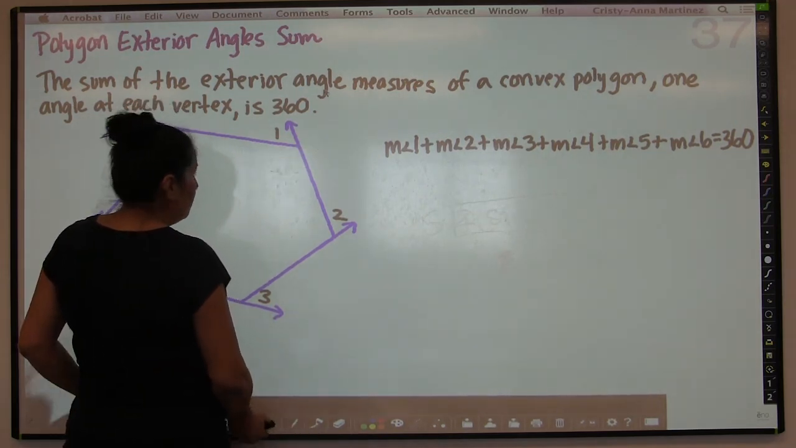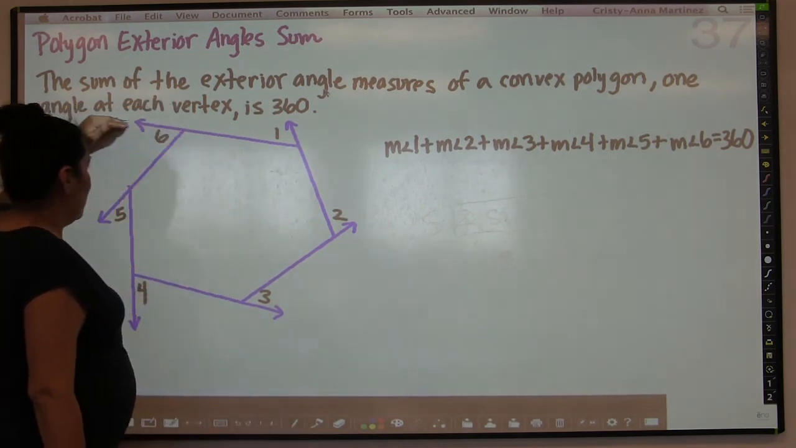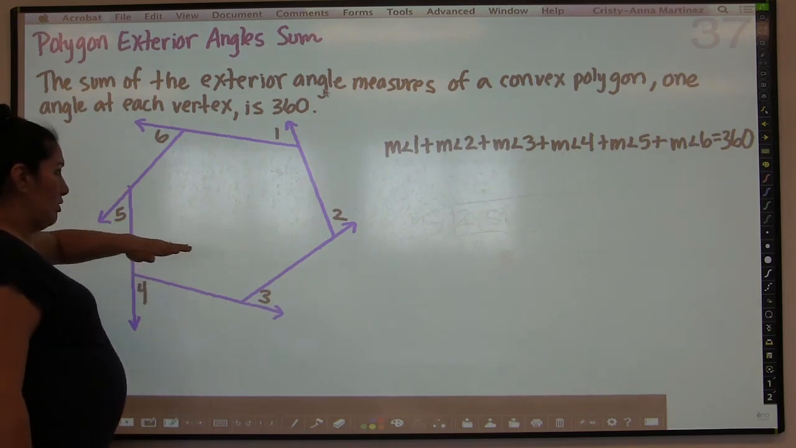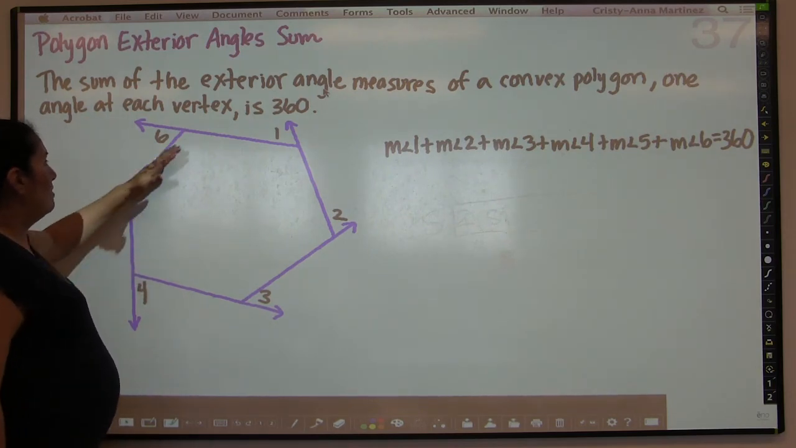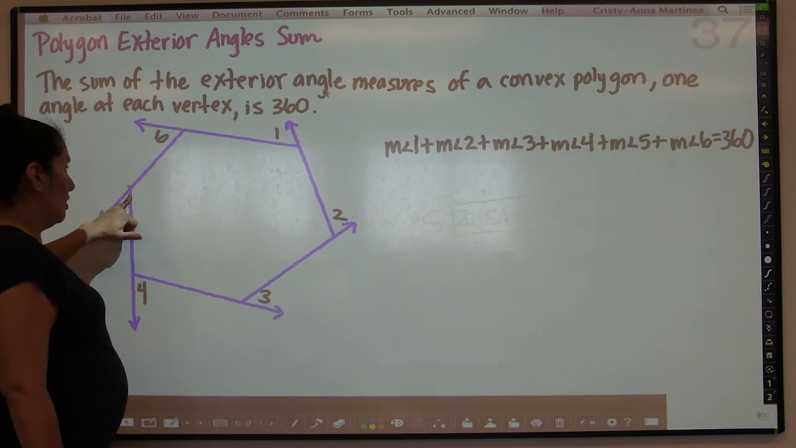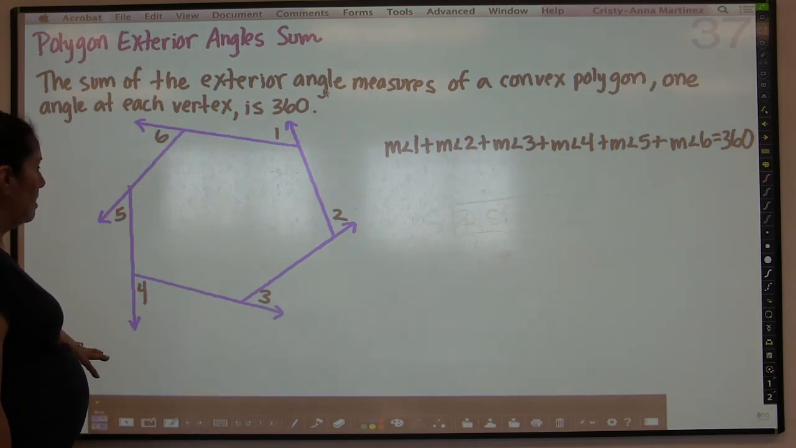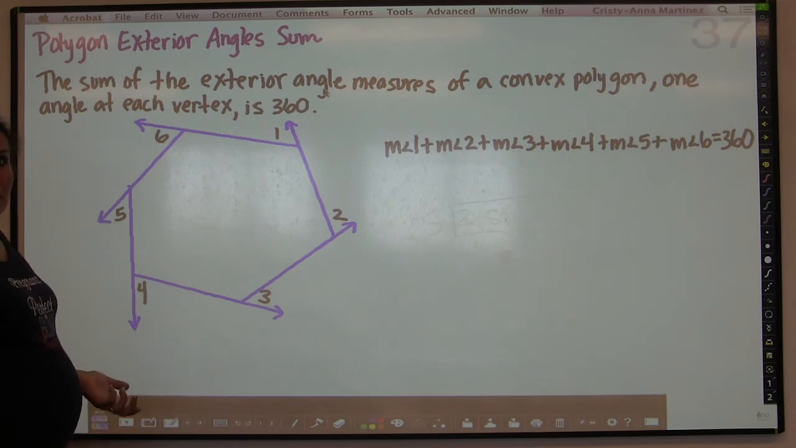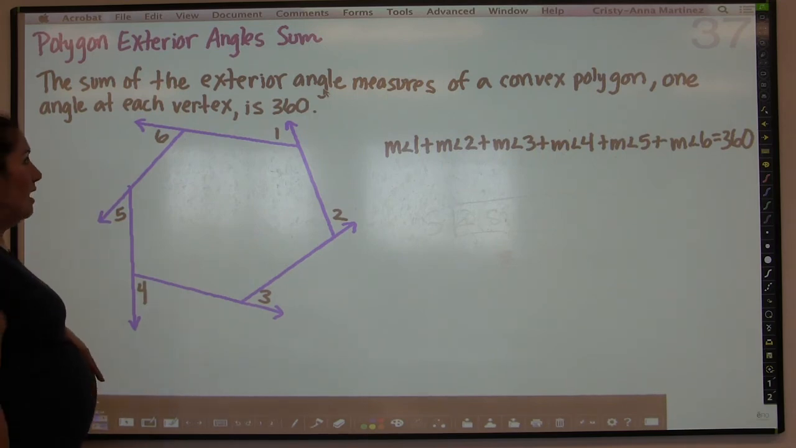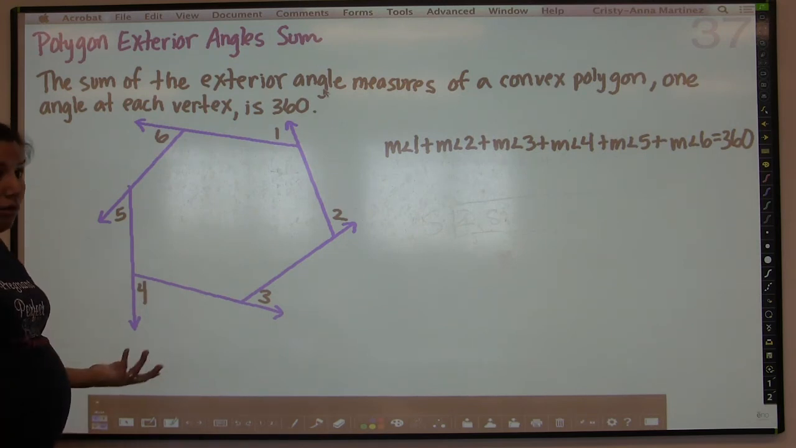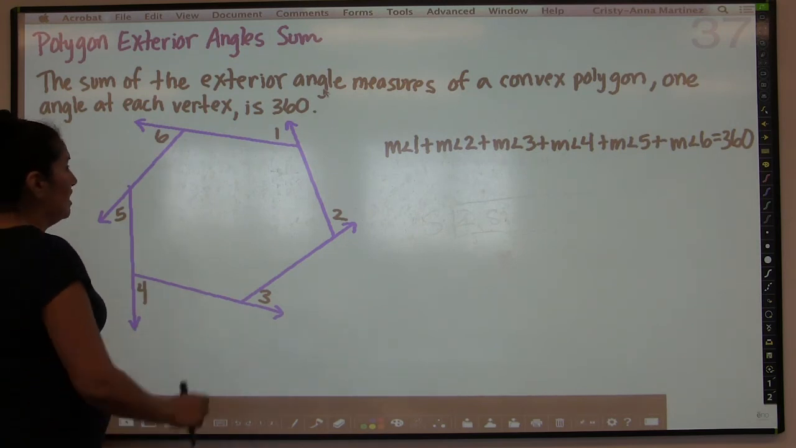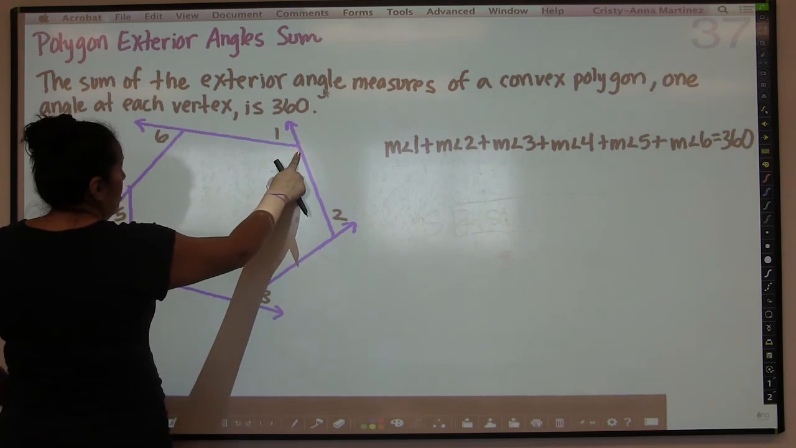It has to be the extension of one of the sides, which is what all these arrows indicate, that you're extending the side, and then the other side of the angle is a side of the polygon. So this happens to be a hexagon, and so it has 6 interior angles, and therefore technically has 12 exterior angles, because each vertex has 2.